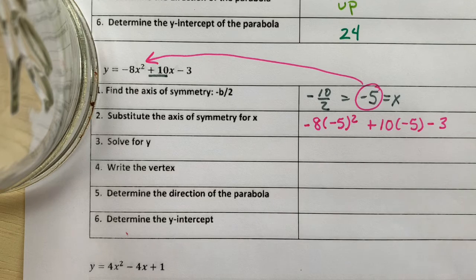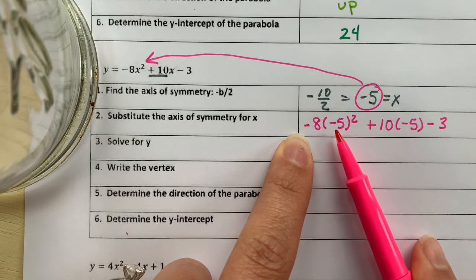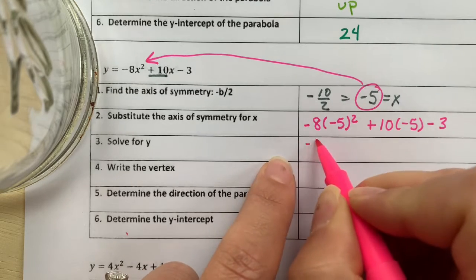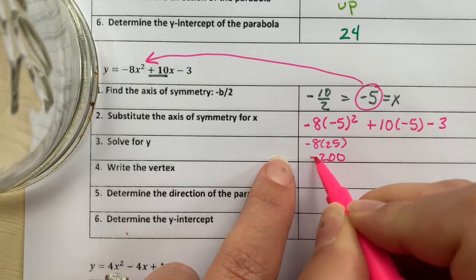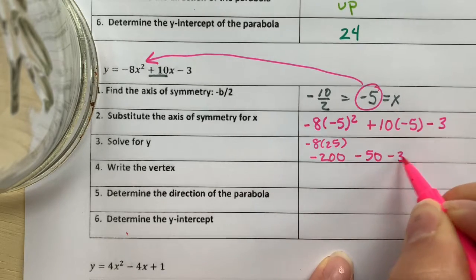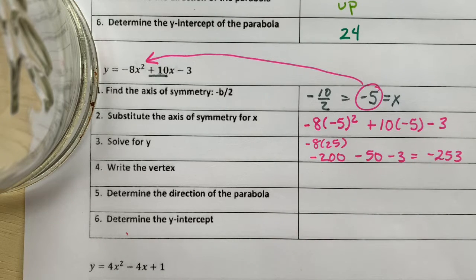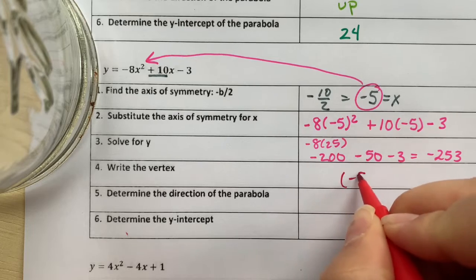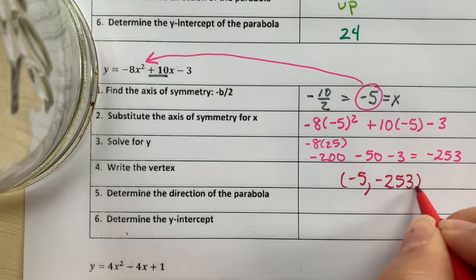So now we have to solve for y. So negative 8 times negative 5 squared is 25. So negative 8 times 25 is a negative 200. 10 times a negative 5 is a negative 50, minus 3 is equal to a negative 253. And now it tells us to write the vertex. So we always write our x first. So it's at negative 5, comma, and then our y, which is negative 253.